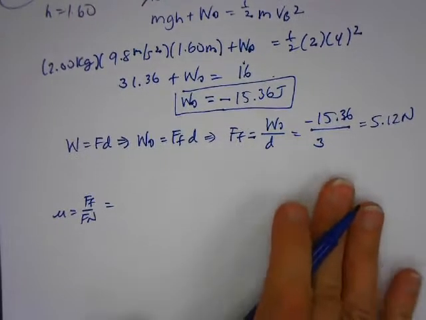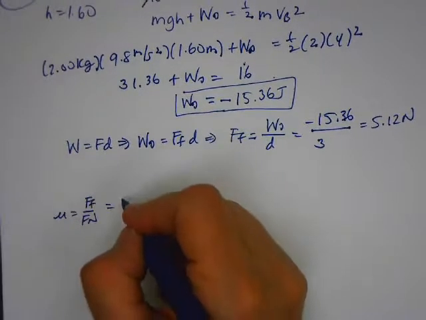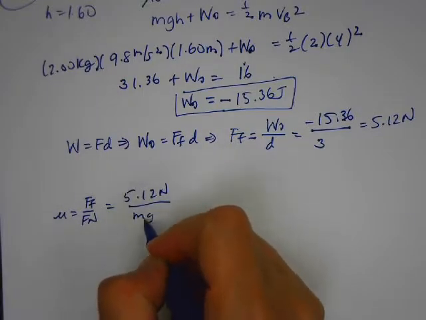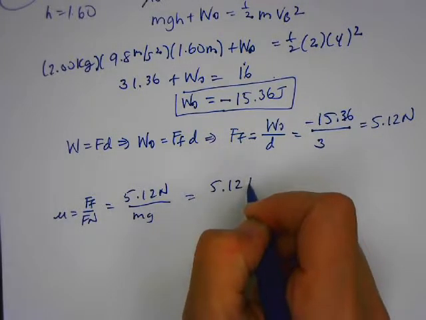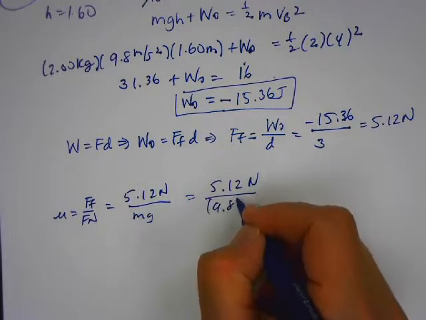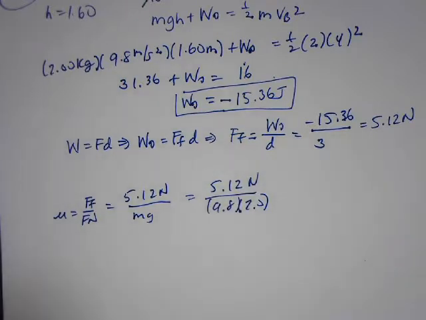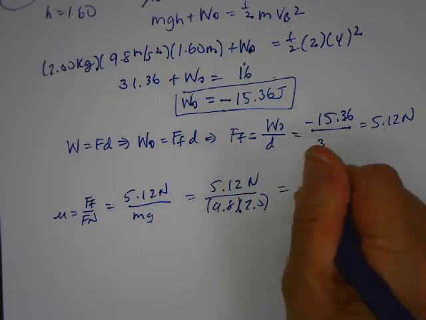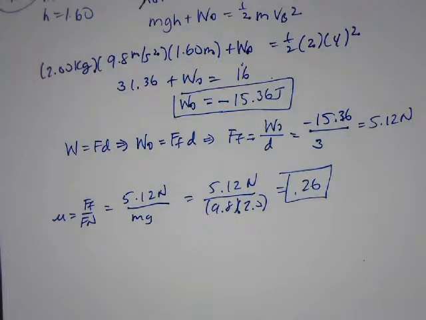So my mu is going to be 5.12 divided by F of N. So F of N is mg. So 5.12, and mu is unitless, so you don't care about the negative. So then it's 9.8 times 2. So 5.12 divided by 19.6 comes out to be 0.26. That's an easy one. So we're just doing the basics, and then we'll do some FRQs that are challenging.